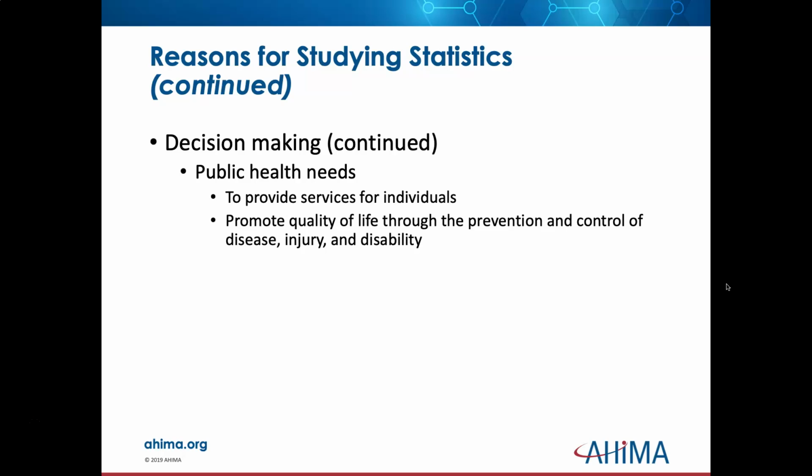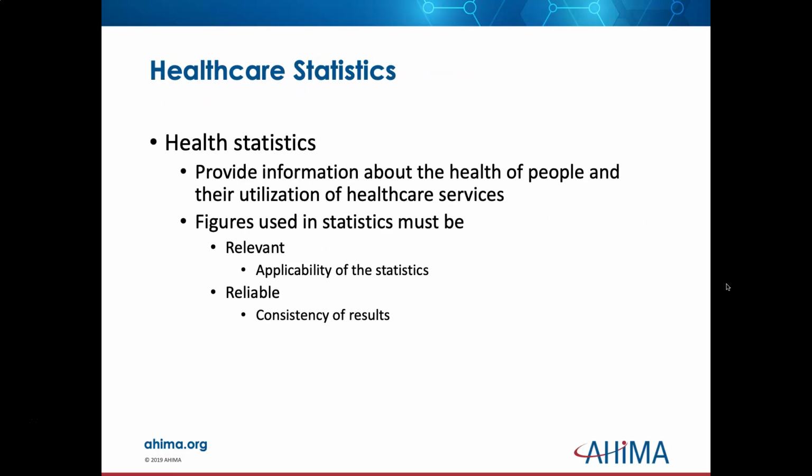We also do it for public health reasons. There are certain public health requirements on us by our state or by the federal government that we have to report statistics. They're looking at individuals who need services and are being provided services. They want to promote quality of life through prevention and control of disease, injury, and disability. Health statistics basically provide information about the health of people and their utilization of healthcare services. So the figures used in statistics must be relevant and reliable.